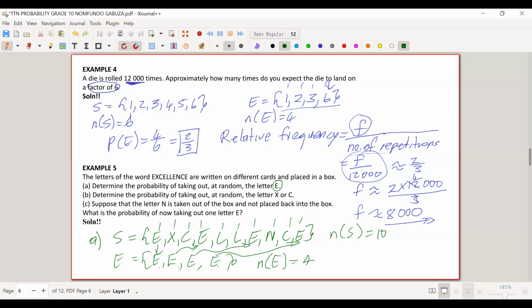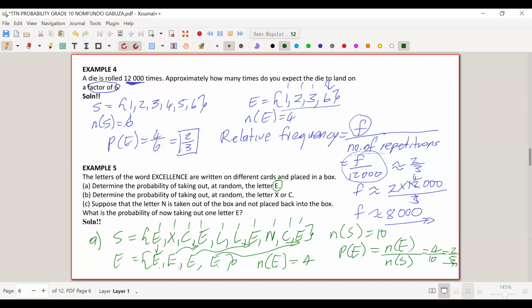So the probability of getting this event, which means the probability of E occurring, is going to be the size of E over the size of the sample space. We're going to have 4 over 10, which means 2 over 5. This is the probability of getting the letter E.